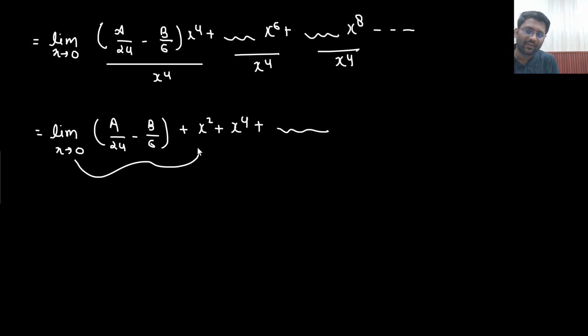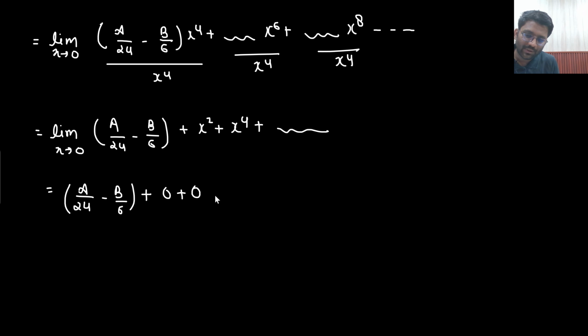Now simply put the limit. If you simply put the limit, what answer will you be getting? Sir, a by 24 minus b by 6 is the constant value I am getting, plus 0, and so on, 0 0 0 only. So what is the answer you are getting? The limit is coming out to be a by 24 minus b by 6. That's the limit that you are getting.